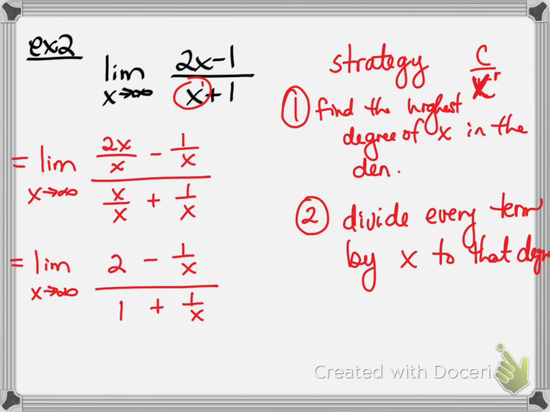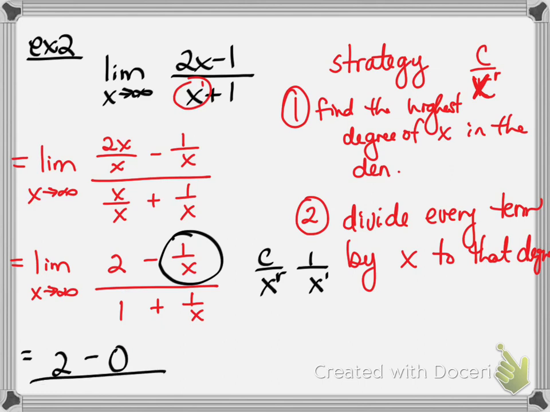When you plug in infinity, 2 is still going to be 2. But this term right here is going to go to 0, because it's c over x to the r. It's a constant divided by a power of x, and as x goes to infinity, that goes to 0. 1 stays 1, and this also goes to 0. So your answer is 2. So you have a horizontal asymptote at y equals 2.